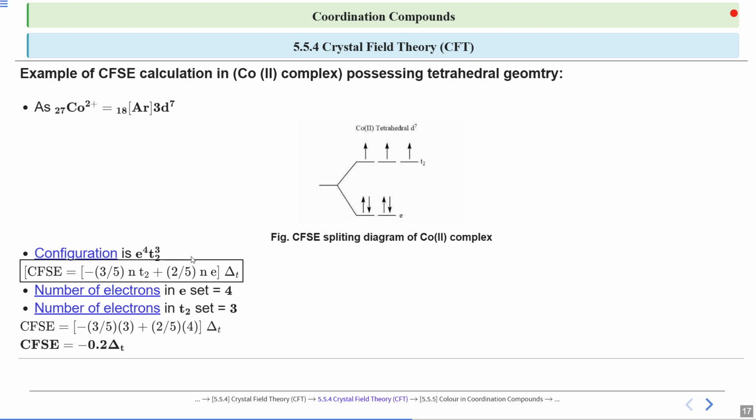This is an example just to show how to calculate the CFSE for a particular metal complex having some oxidation number, after the splitting of their electrons in the E and the T2 set.